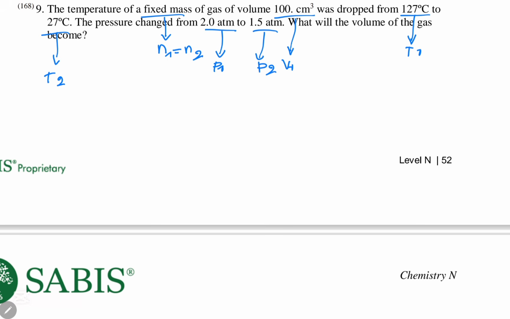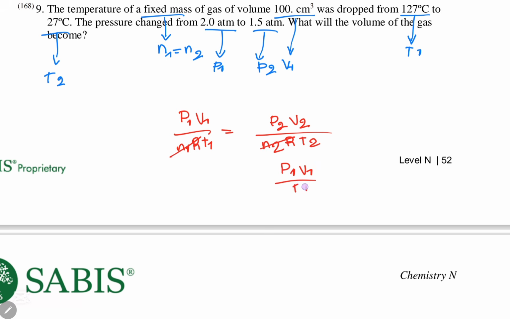So now we are back to the comparison equation. So P1V1 over N1RT1 is equal to P2V2 over N2RT2. So we know that number of moles and R is always constant. So the equation we're using is P1V1 over T1 equals P2V2 over T2, right? So now substitute the values. 2.0 times volume 1, which is 100 centimeter cubed, divided by temperature 1, which is 127 plus 273, which is 400 Kelvin.